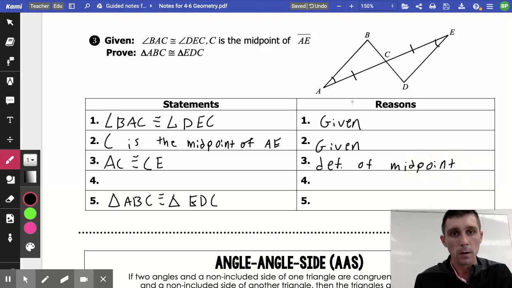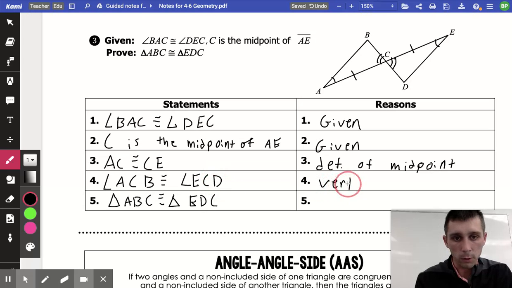Now, we have an angle and a side. Do we have any angles that are possibly vertical or congruent? Yes, right here we have vertical angles. So, angle ACB is congruent to angle ECD by vertical angles. So now what is our reasoning? Angle, side, angle.